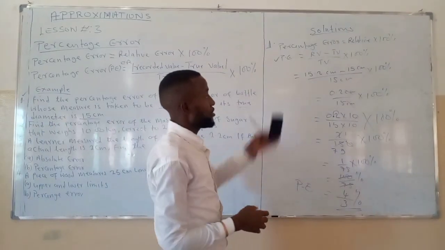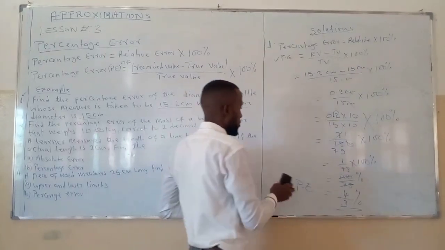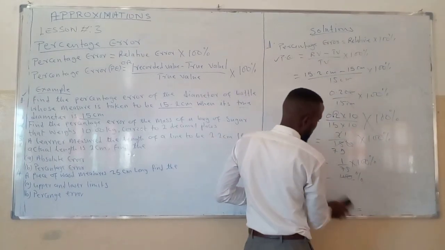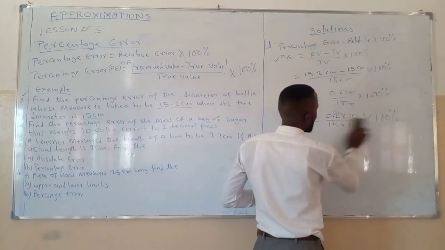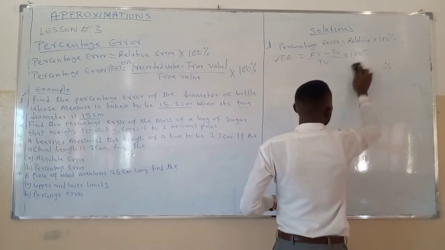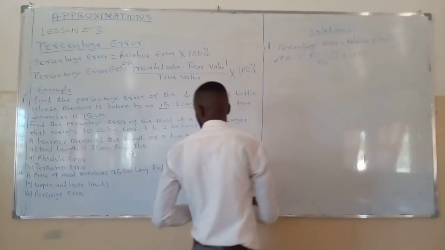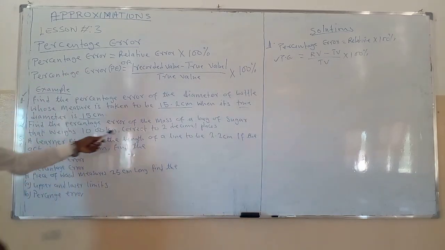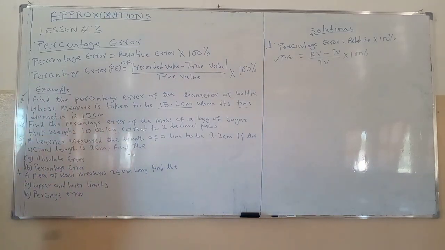Okay, I will erase this question. Let's hope we are not erasing from your brains as well. Okay, let's see how to answer question number 2. So the formulas now stand, because the question is saying find the percentage error of the mass of a bag of sugar that weighs 10.00 kg correct to 2 decimal places.